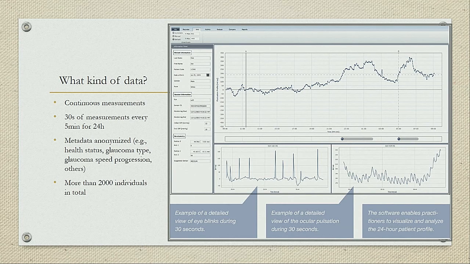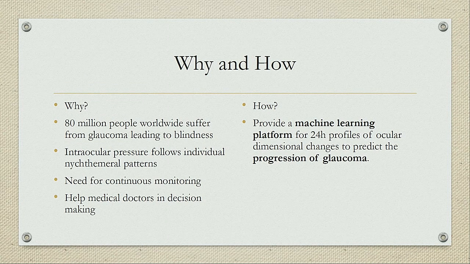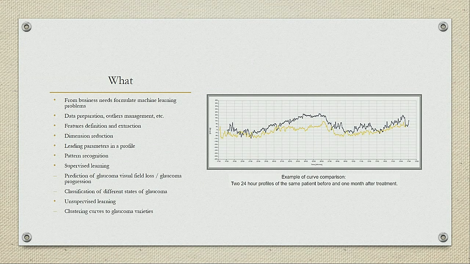We have measurements every 5 minutes, with a duration of 30 seconds, and we do that over a 24-hour period of time. This disease is an important problem of the eye, with about 80 million people affected. What we want to do here is to develop a machine learning platform to use this data and provide some information and tools to medical doctors in order to make decisions about the progression, for example, of the disease.